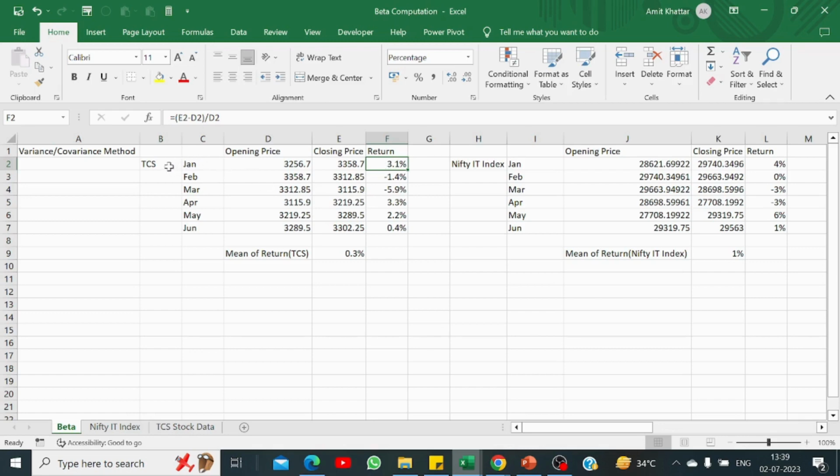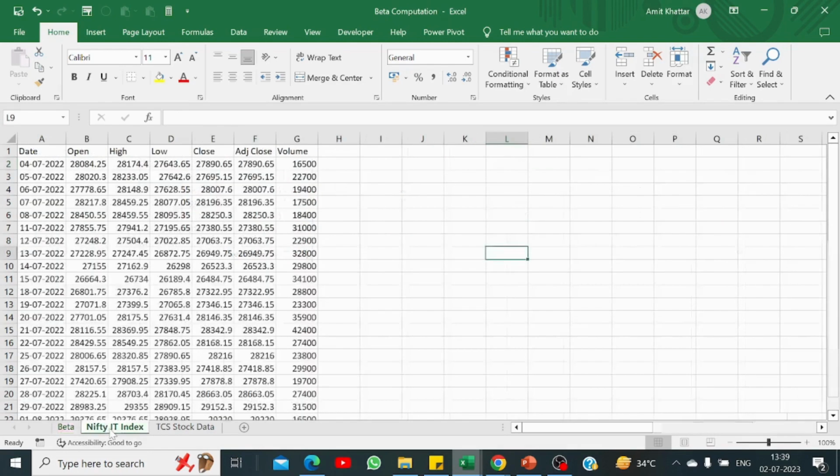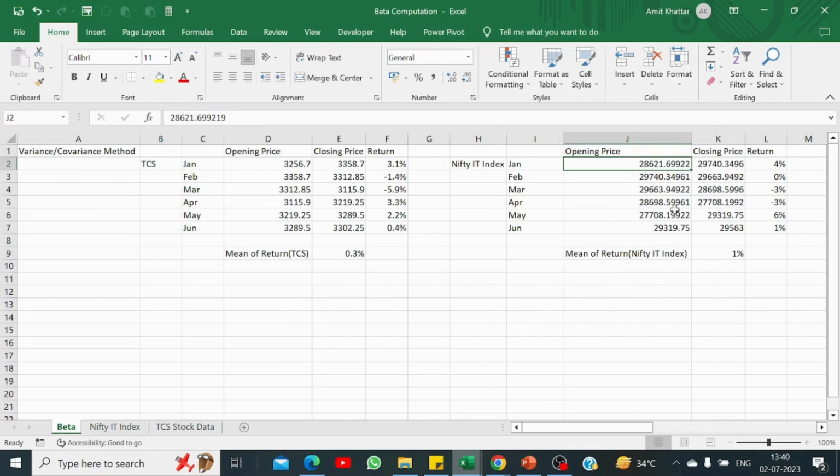Now I want to compare this with respect to the IT index, Nifty IT index, in order to determine the beta or volatility of TCS. So I've taken the opening price, closing price. This I have got from Yahoo Finance. So this is the data over here, IT index data.